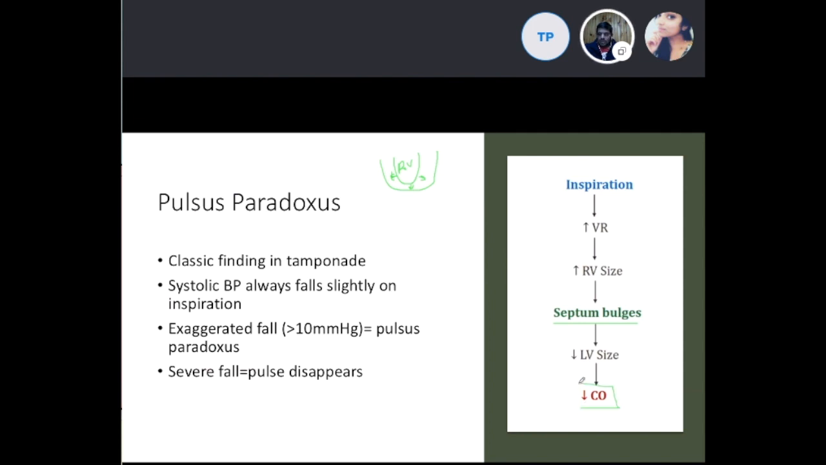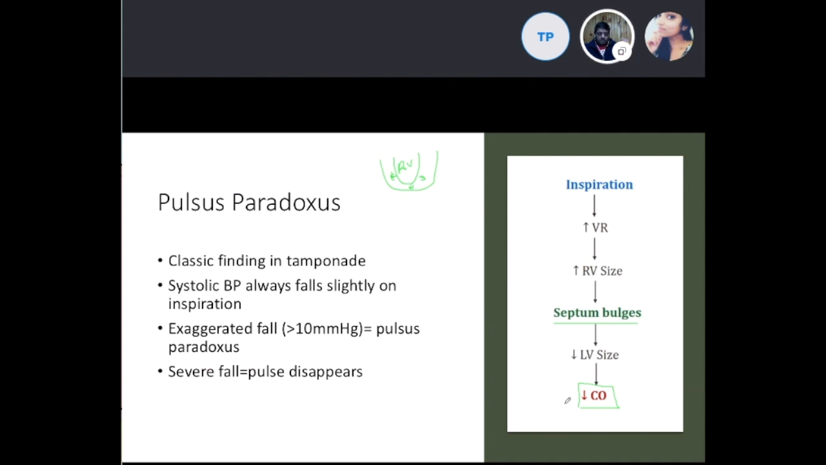So if you can't remember why the cardiac output would fall in a patient who's inspiring, this is a way you can think about it, especially if they have tamponade. When you inspire, you have more venous return, which causes the right ventricle to increase in size, but due to the pressure, it's only going to increase against the septum, and then it's going to cause your cardiac output to fall.